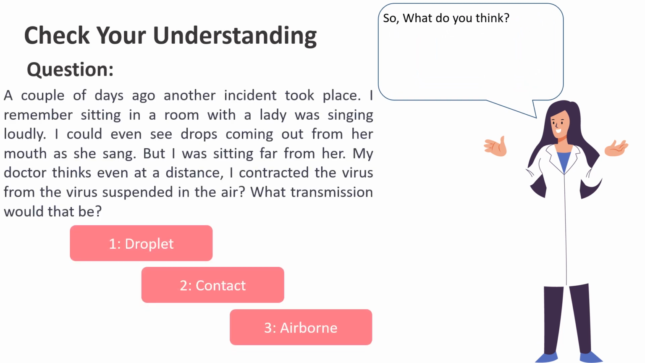Check your understanding. Question. A couple of days ago another incident took place. I remember sitting in a room with a lady who was singing loudly. I could even see drops coming out from her mouth as she sang. But I was sitting far from her. My doctor thinks even at a distance, I contracted the virus from the virus suspended in the air. What transmission would that be? Droplet. Contact. Airborne. So, what do you think?